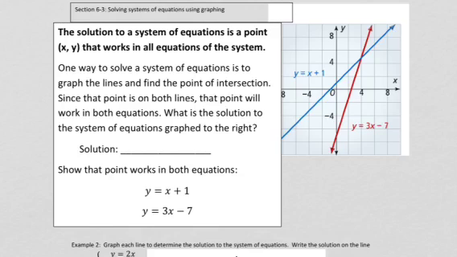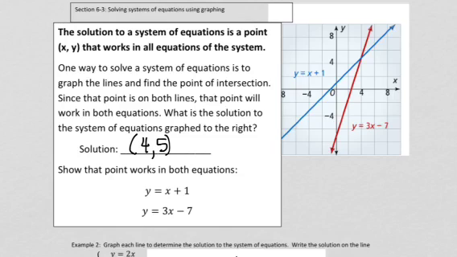So if you look at this example over here, I want to know what the solution to that system is. So we're going to look for the point of intersection. So it's right here. Now it's kind of tough to see what exact point that is, but if you look at the scale, the x value is definitely 4, and the y value seems to be about 5. So I'm going to say that the solution is the point (4, 5).